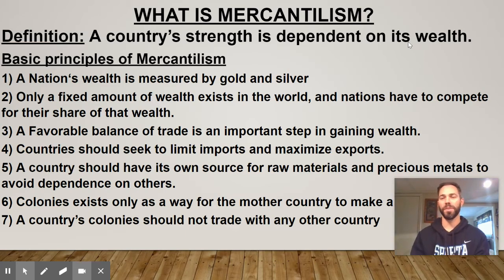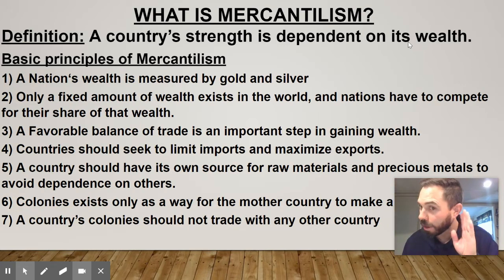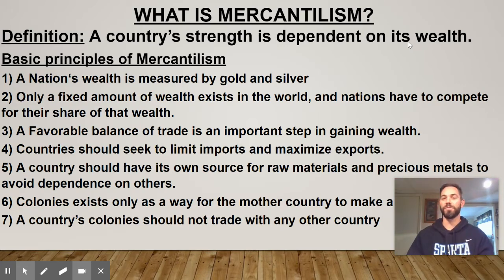Then, and we'll talk about this term specifically on the next slide, a favorable balance of trade, which basically boils down to you need to be exporting more than you're importing, right? You want to be on a favorable, positive side of trade. So that's what number 4 says, right? Countries should limit imports, maximize what you're producing. You should have your own source of raw materials. And where do you think that comes from? Yes, your colonies and your settlements in the New World.